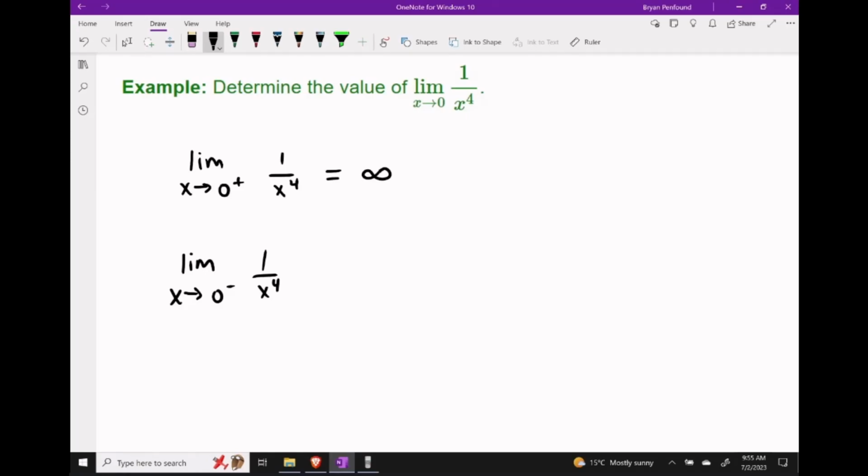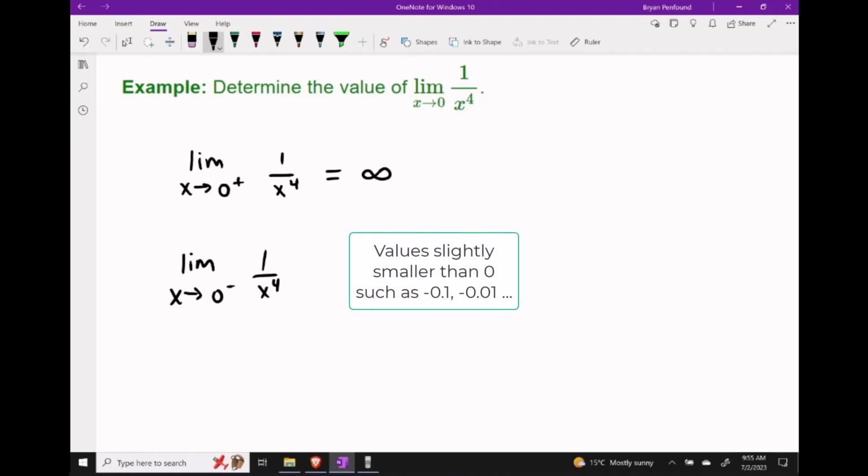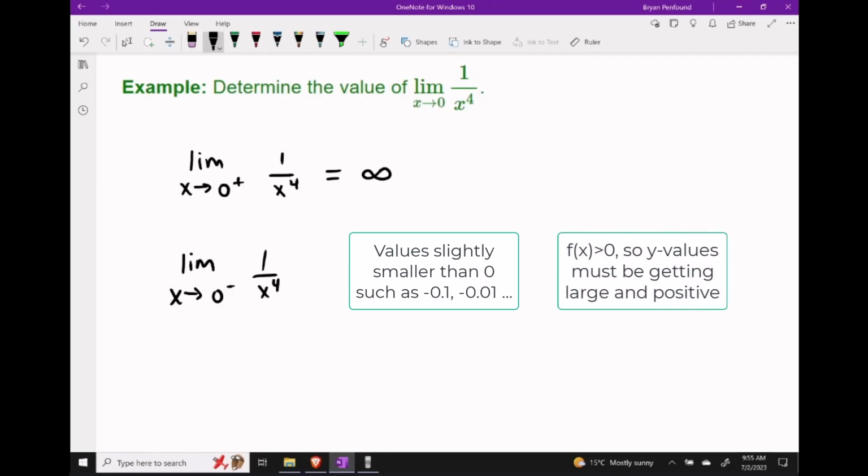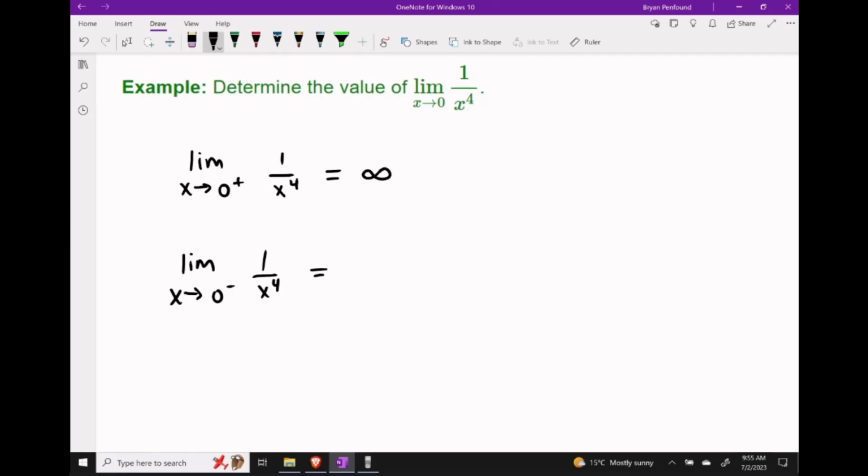Now a similar thing is going to happen for our other limit as well. If we look around the neighborhood of 0, but numbers that are slightly smaller than 0, like negative 0.1 or negative 0.01, for example, and we start inputting those into 1 over x to the 4, x to the 4 is still positive. So we are going to get an overall fraction that is positive, and these values will get very large and positive. So again, we have an unbounded action in the positive direction. So on the left side of our vertical asymptote, our y values are tending towards positive infinity as well.